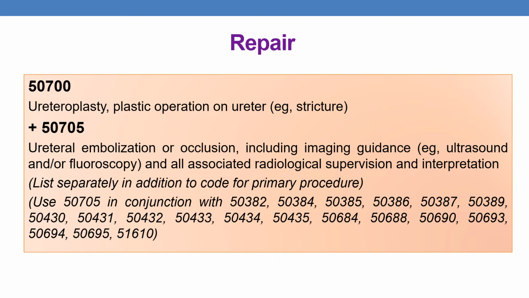Now coming to the first CPT of repair, that is 50700, ureteroplasty, plastic operation on ureter, for example, stricture. The next is the add-on code that we have discussed earlier, plus 50705, ureteral embolization or occlusion, including image guidance and all associated radiological supervision and interpretation. And use 50705 in conjunction with the below listed CPTs. It can be used in conjunction with all these CPTs.